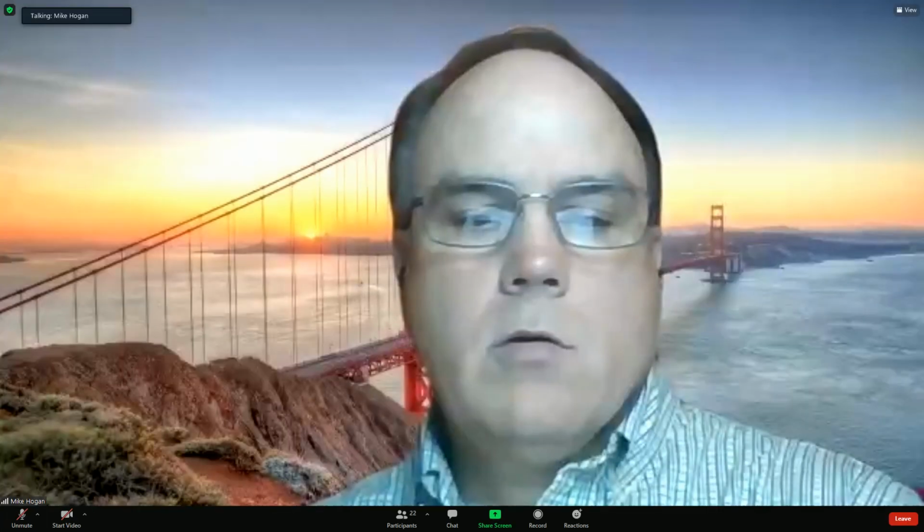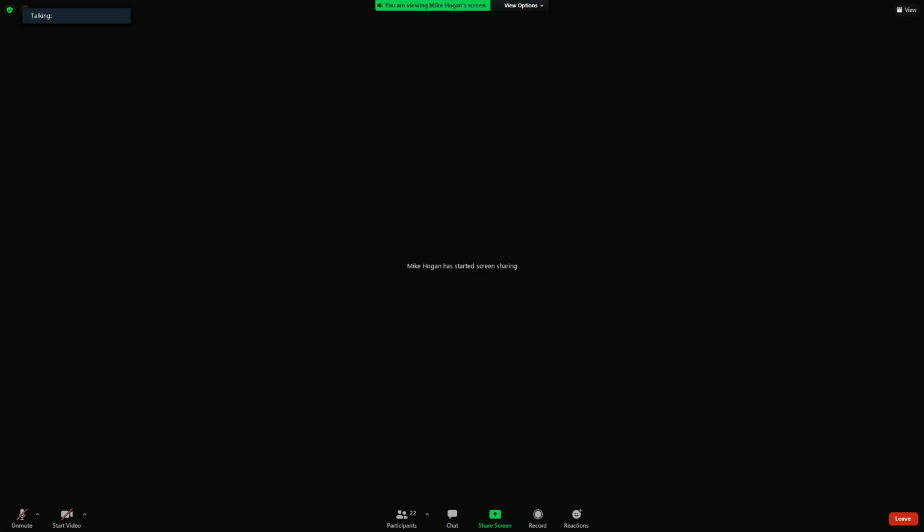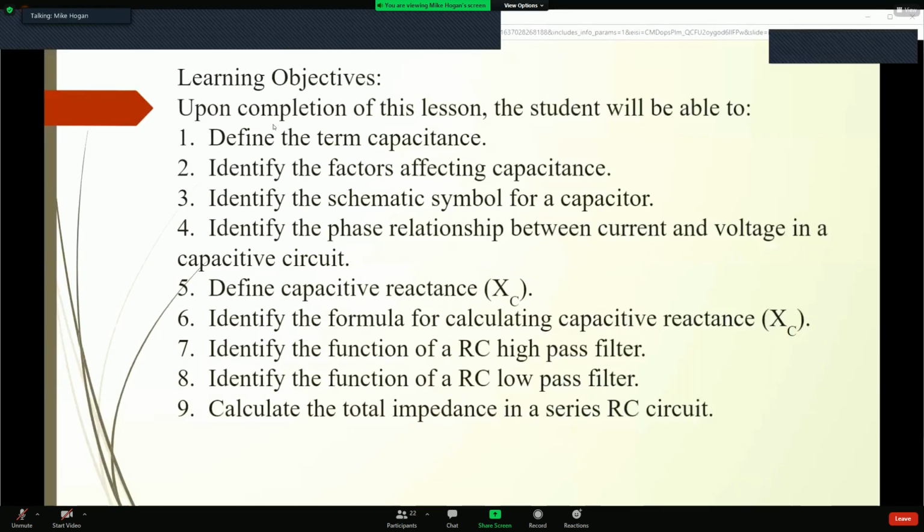You guys see the learning objectives for capacitors? I just see the mouse. Okay, it's a blank screen. Let's try that again. How about now?